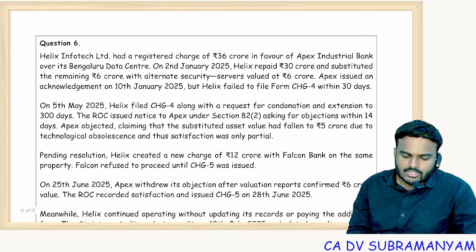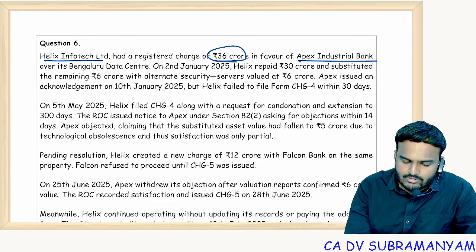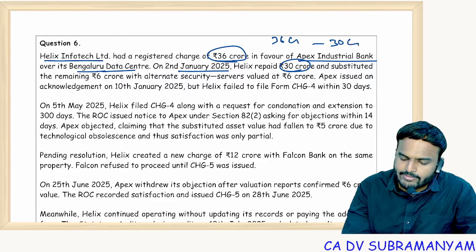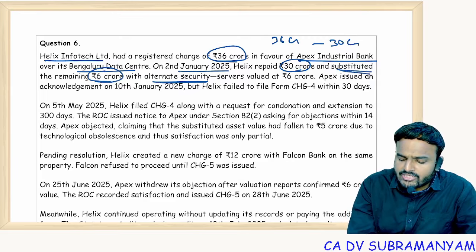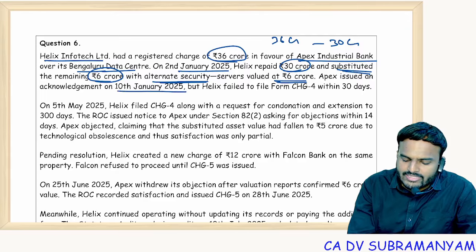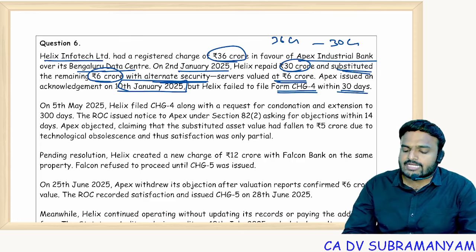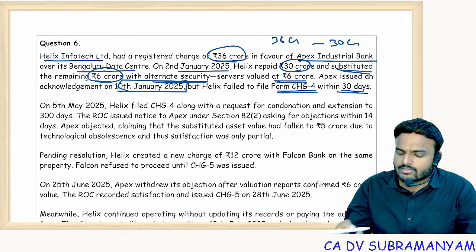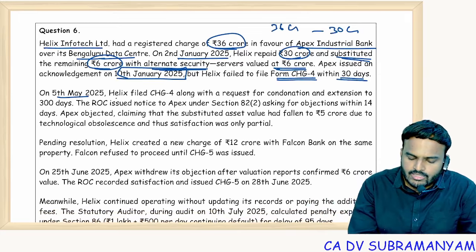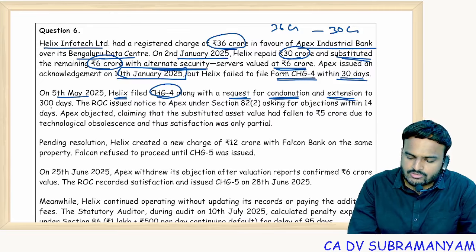Helix Infotech Limited had a registered charge of 36 crores in favor of Apex Industrial Bank over its Bengaluru data center. On 2nd January 2025, Helix repaid 30 crores. 36 crores is the loan amount. 30 crores repaid and the remaining 6 crores substituted with alternate security, servers valued at 6 crores. Apex issued an acknowledgement on 10th January 2025, but Helix failed to file Form CHG4 within 30 days. Satisfaction of charge, they forgot to file it with the ROC within 30 days. On 5th May, Helix filed CHG4 along with a request for condonation and extension to 300 days.